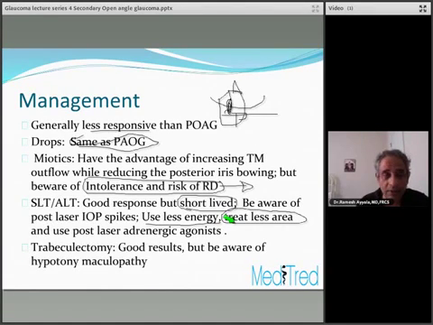This particular patient that I'm going to present next, you will see that this patient had ALT done and the pressure shot up to like 70 millimeters of mercury. Trabeculectomy has good results, but be aware of hypotony maculopathy in these patients because these are all young myopes.